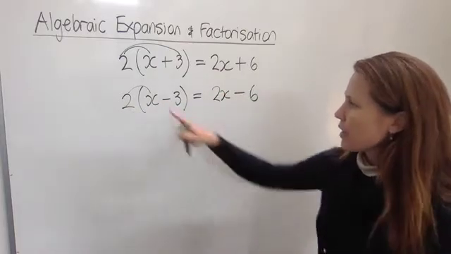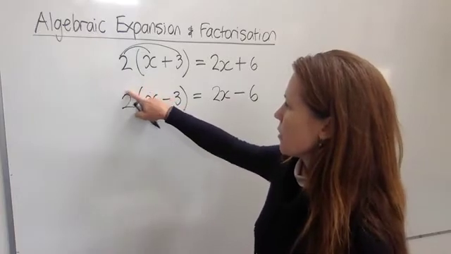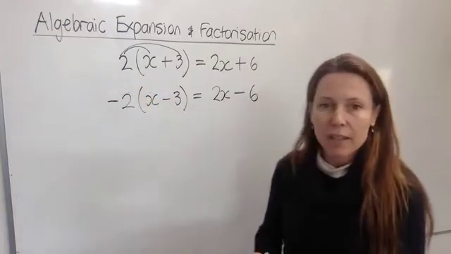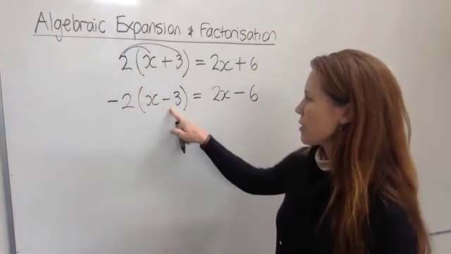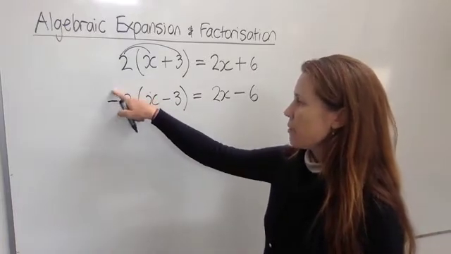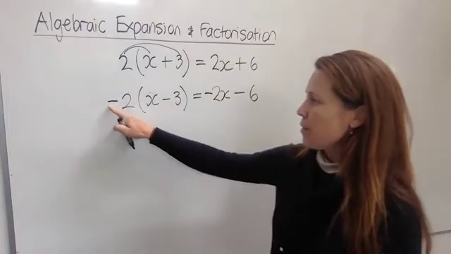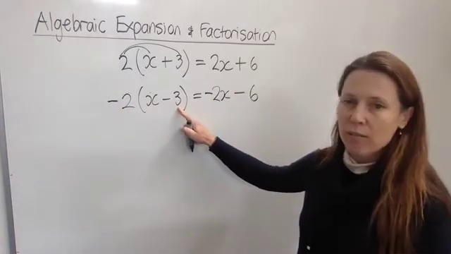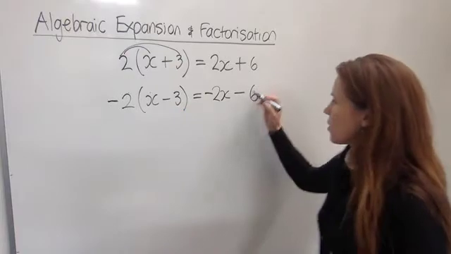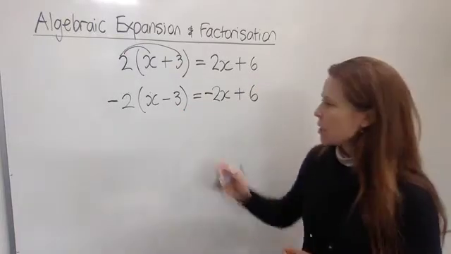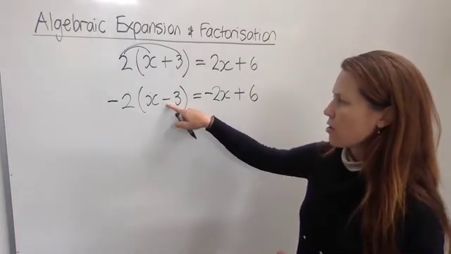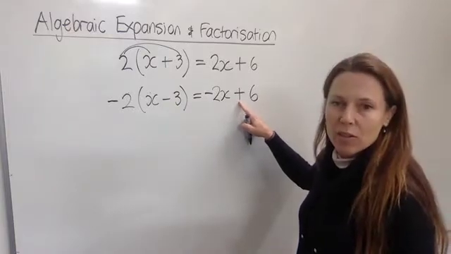But you need to be a little bit careful, because in a question like this, if you have a negative out the front here, it will affect both of these signs. We'll have minus 2 times x will give us negative 2x, and negative 2 times negative 3 is actually positive 6, so you'd end up with a plus 6 there. So you need to be really careful with these signs. Don't assume that this sign will automatically go between the two terms.